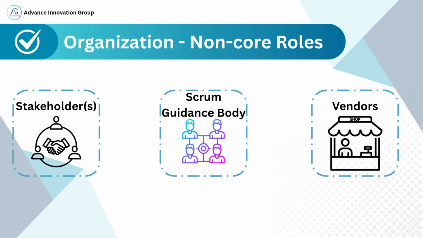Third, vendors. Vendors are external parties or third-party service providers who supply products or services used in the project. They may contribute tools, components, infrastructure, or expertise needed by the Scrum team. While they are not part of the Scrum team, their timely delivery and collaboration can directly affect the project outcome.